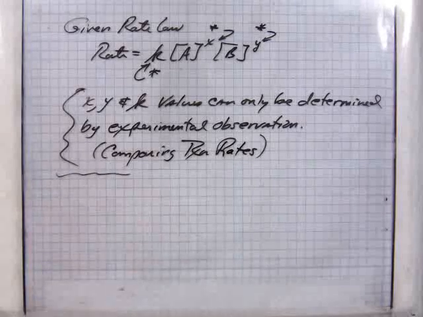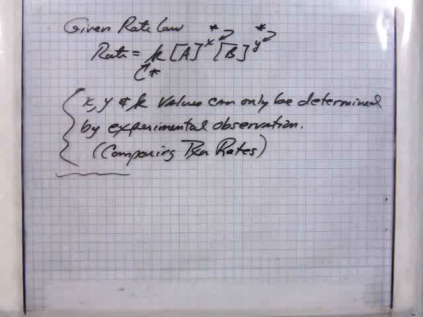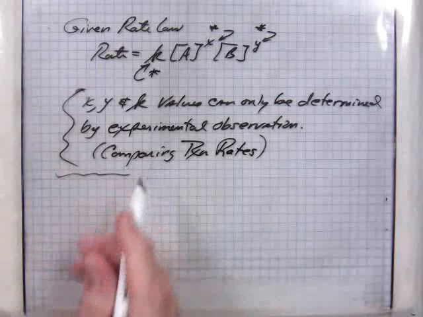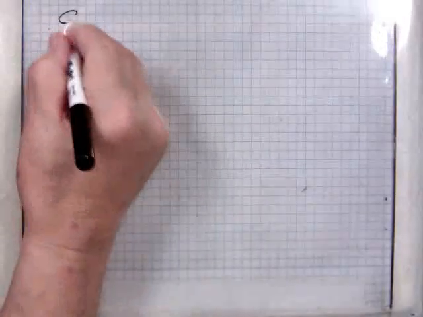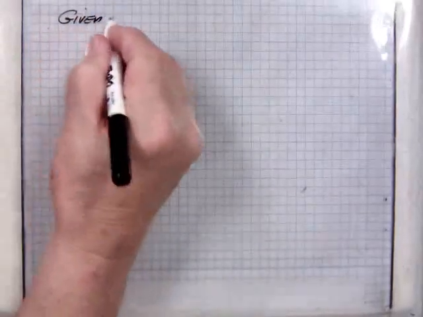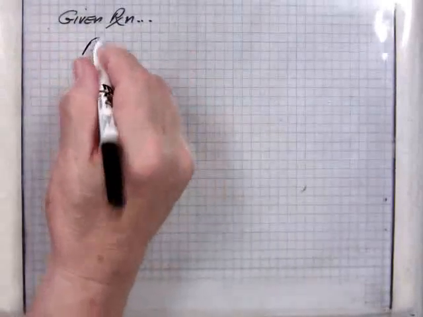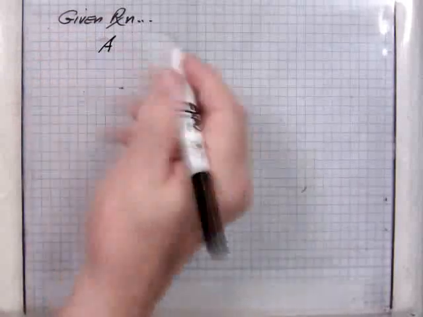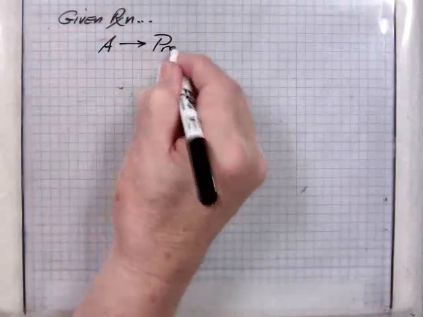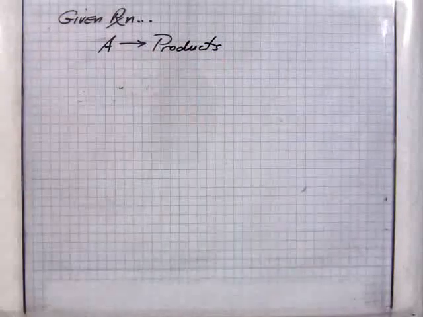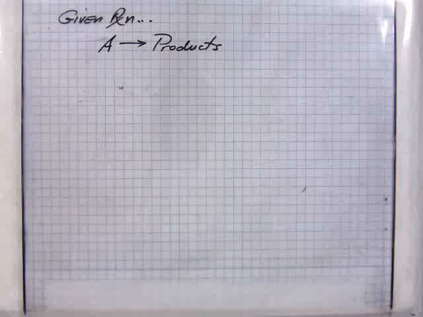What we're going to do is construct a simple hypothetical reaction and show you how to identify x and y first, and then finally how to get the k value. So now you're given a reaction: A goes to products. Very simple, it's only one component, decomposing and producing products.